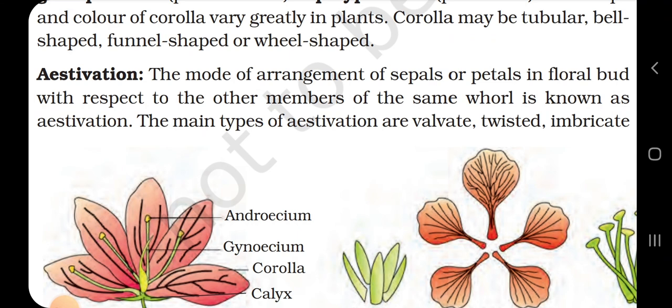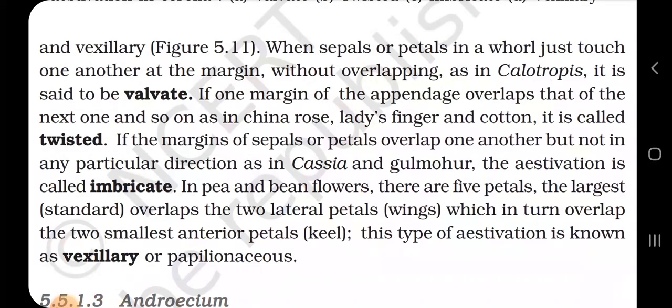Corolla may be tubular, bell-shaped, funnel-shaped or wheel-shaped. Estivation. The mode of arrangement of sepals or petals in a floral bud with respect to the other members of the same whorl is known as estivation. The main types of estivation are valvate, twisted, imbricate and vexillary.